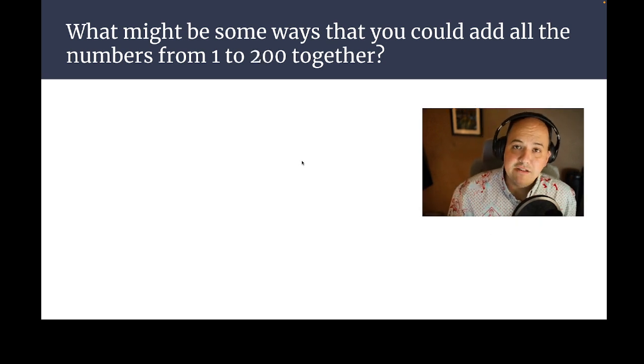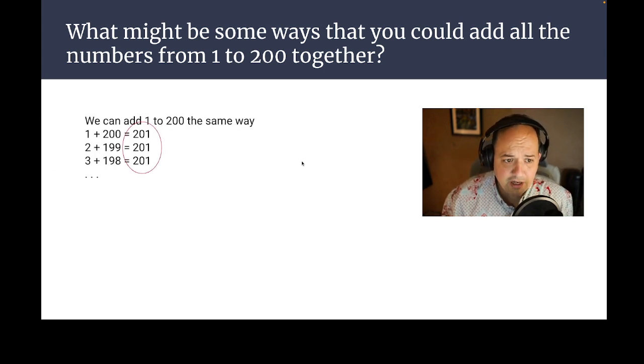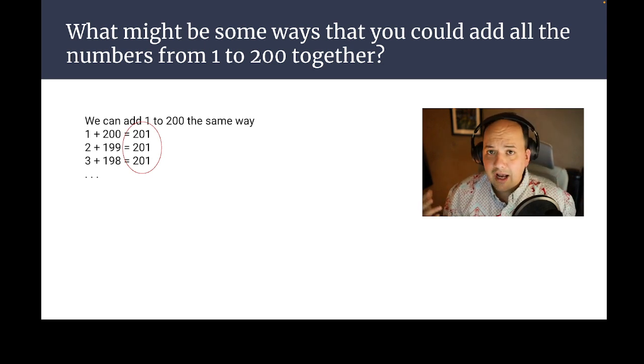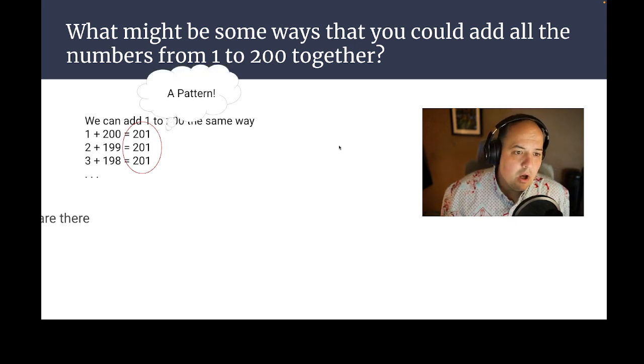So if we jump back to the larger problem, and we apply this pattern that we've seen, we find out that 1 to 200, 1 and 200 is 201, 2 and 199 is 201, 3 and 198 is 201. Okay, here's our pattern, right? What do we do now?